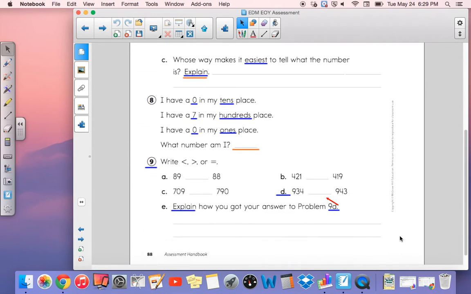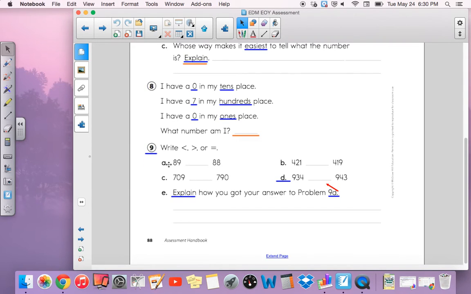Number 8. I have a 0 in the tens place, I have a 7 in the hundreds place, and I have a 0 in the ones place. What number am I? As I read them again, I want you to write them down here. A 0 in the tens place, a 7 in the hundreds place, and a 0 in the ones place. Did you get that written down? Awesome.